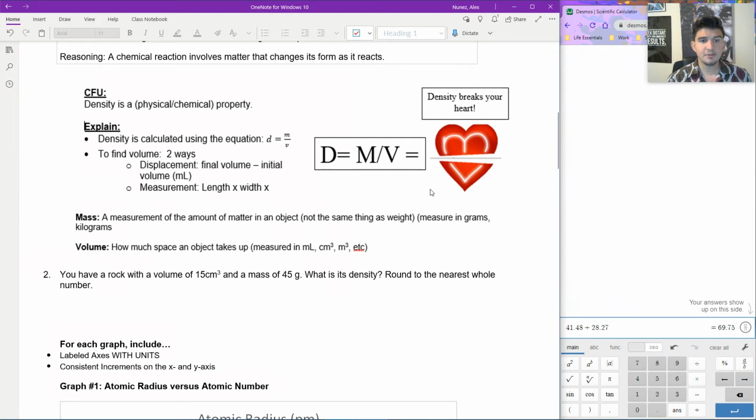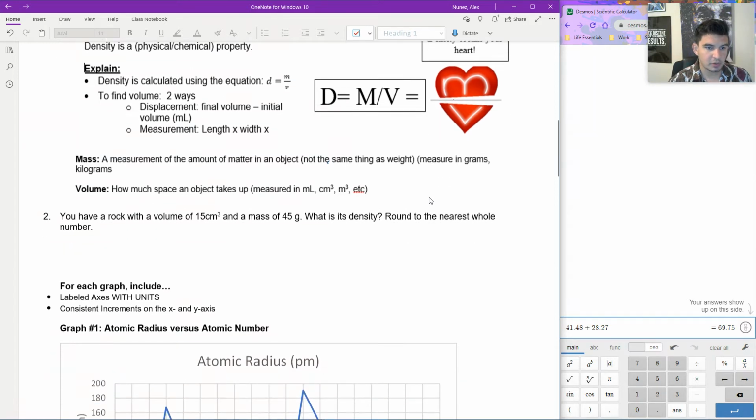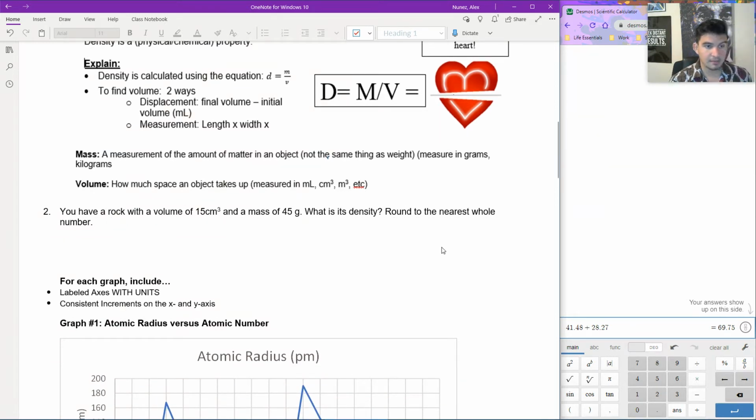Okay. After that, we learned density. Density has a very simple equation. Density is mass divided by volume. The trick that you can remember it is density breaks your heart. If you look at it, it's an M over a V. And it tells us how many particles there are in a certain space or volume. And we are going to measure these with the units of grams or kilograms for mass, and then milliliters, centimeters cubed, or meters cubed for volume.